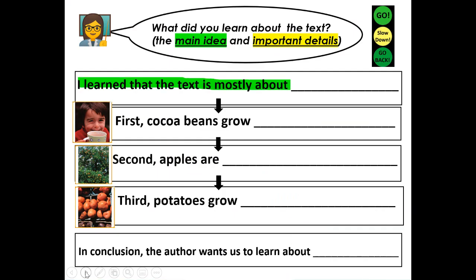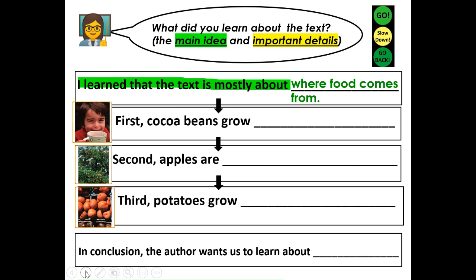So now it's your turn to answer the question, what did you learn about the text? So say the main idea with me. I learned that the text is mostly about where food comes from.